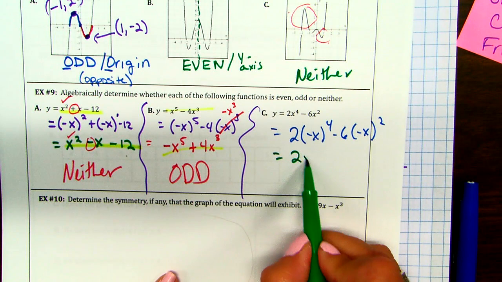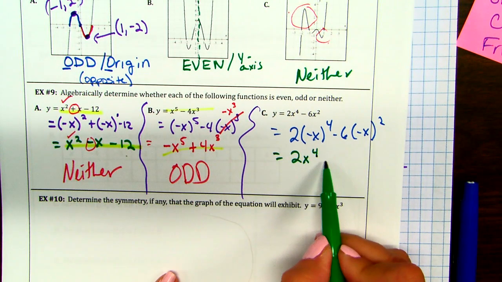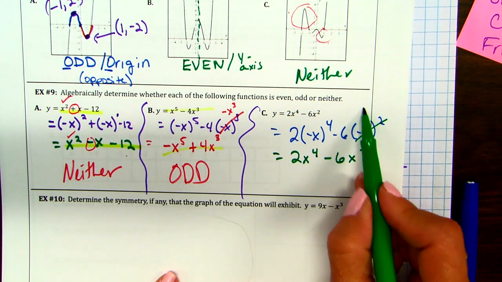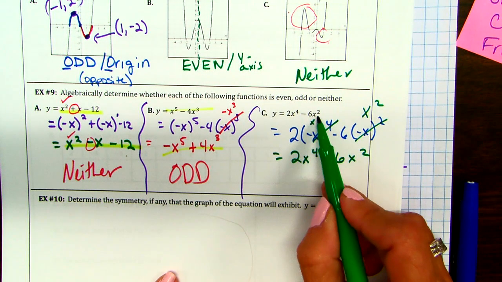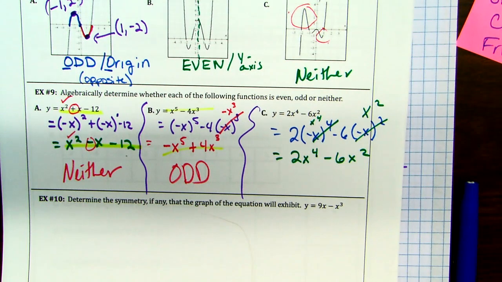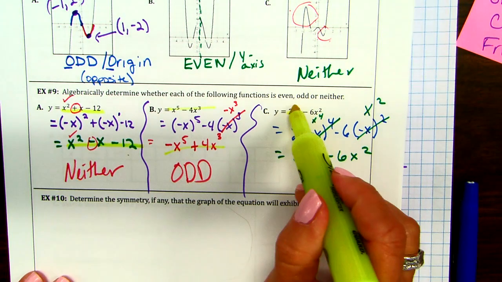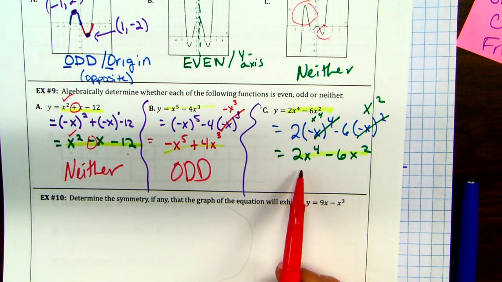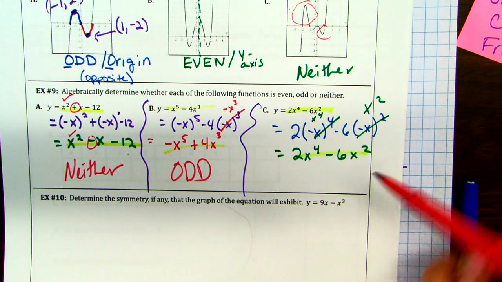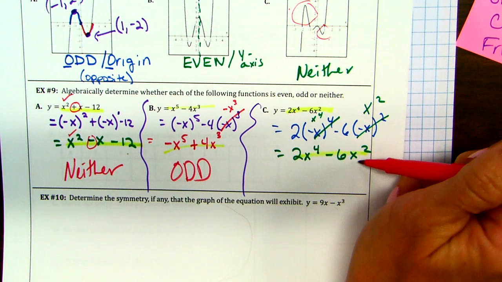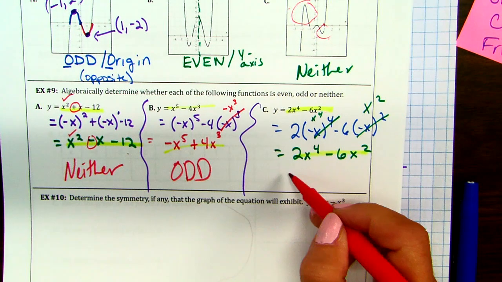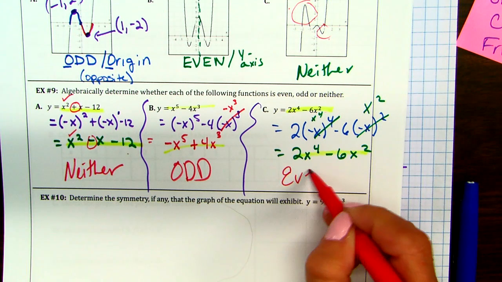Positive, positive, right? This is positive, that's positive, times whatever's in front. So 2x to the 4th positive, stayed 2x to the 4th positive. Negative 6x squared, stayed negative 6x squared. All signs the same. So that would be even.